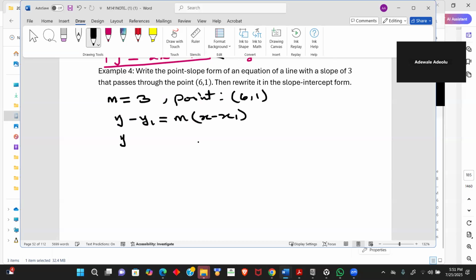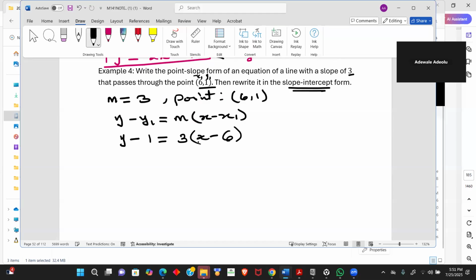So even though the problem has not mentioned that you should write it in point slope form, since I have a point and I have the slope, that is what I should do. So y minus y1, you know that our y1 is 1 because this is x1, y1, equals the slope, which is 3, into x minus x1, which is 6. So that is in point slope form.